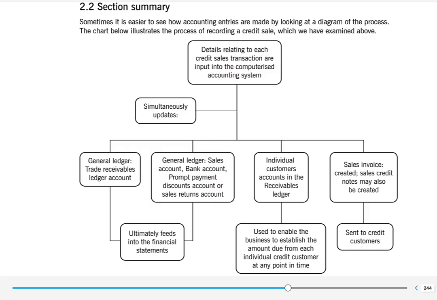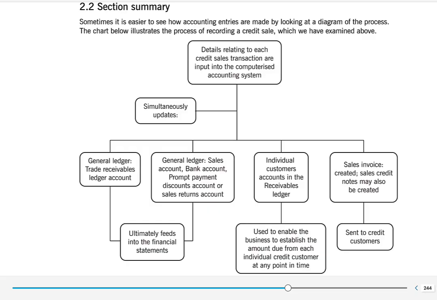Box 2. General ledger, sales account, bank account, prompt payment discounts account, or sales returns account. This box is reminding you that the system posts the other side of the double entry into the general ledger as well. So the system updates accounts such as sales account. This records the net sales value. Sales tax account. The diagram does not list it in this box, but we saw it in the example, and it is part of the normal update.